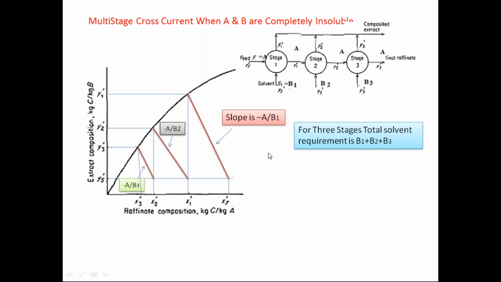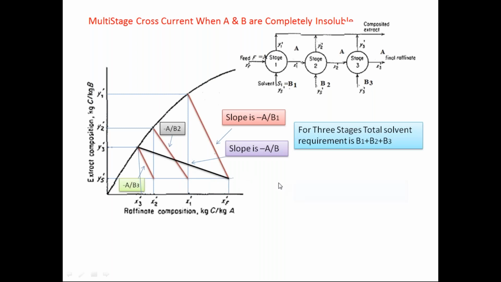For example, if you want to adopt a single stage operation, then you have to have xf prime to x3 prime and y3 prime. So this would be the operating line. This is the operating line. So what would be the slope of it? The slope of it will be, you can just see that, minus a by b. If you use the single stage instead of 3 stages, then the slope of the operating line would be very, very slant, so it is being reduced.